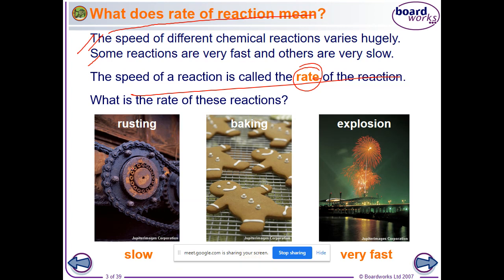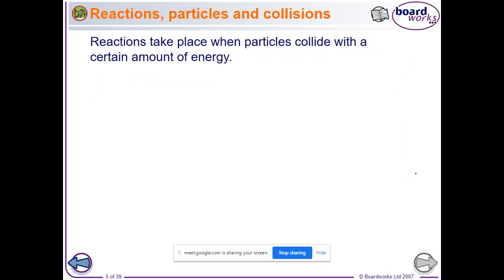So roasting is a slow process, as you must have seen. A baking process is slightly in between, and explosion is very fast. It's very instantaneous, right? So these are a few reaction types.